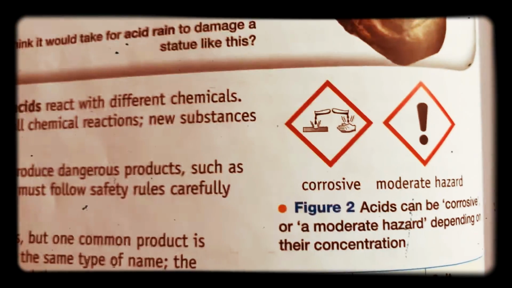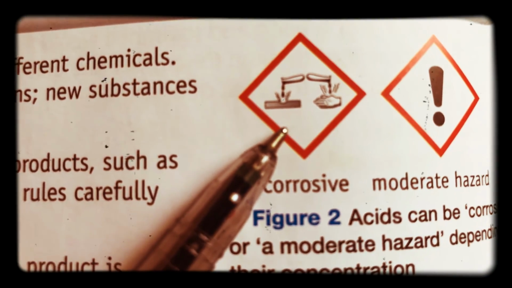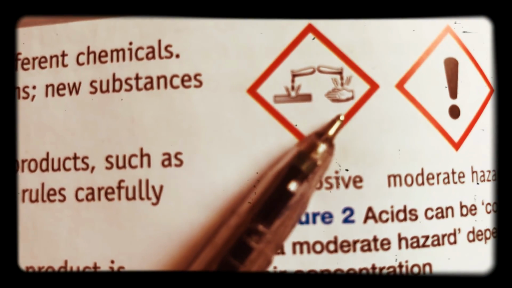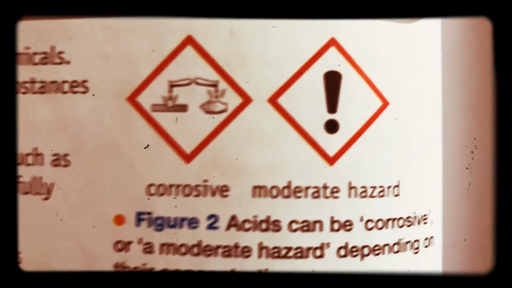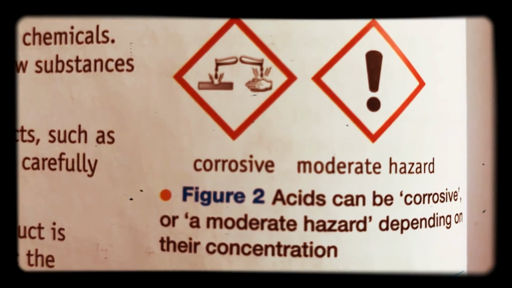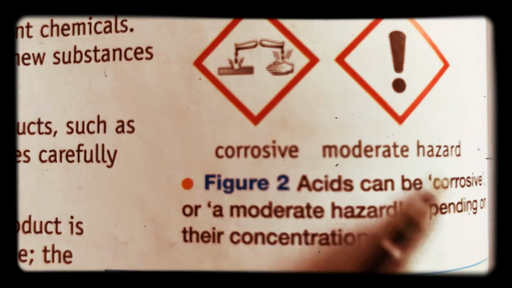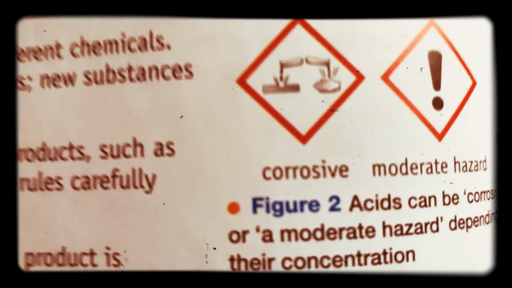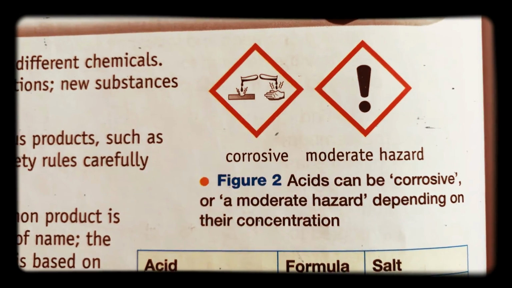The one on the left hand side is corrosive. You can see exactly what that's doing to a piece of metal, maybe a bit of wood, and then you've got a hand and it has exactly the same thing, so it corrodes through; it actually reacts with the surface. If it's a low concentration, then we would put this hazard label on it. This is just a moderate hazard. A moderate hazard could cause us harm, but it's not going to kill us.